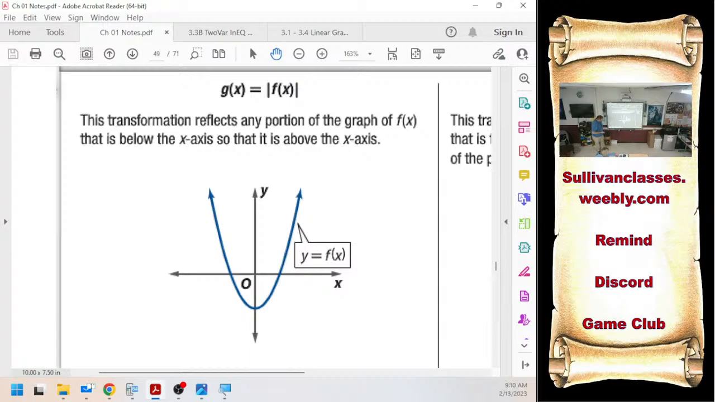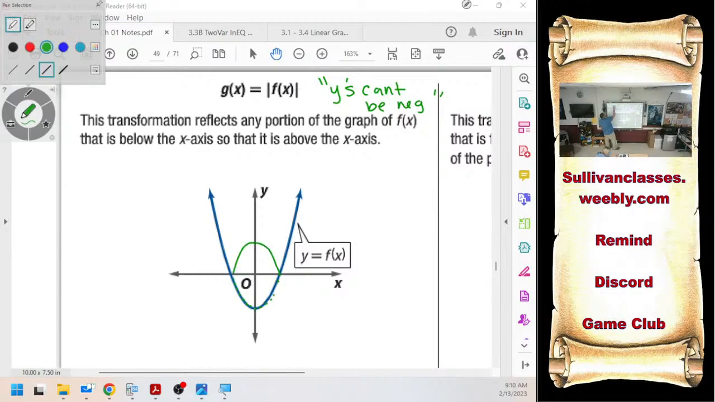Well, look at the graph and then think, what does absolute value mean? Not be negative. Okay, distance from 0 can't be negative. So this says Y's can't be negative. So I take all this stuff that was down here and I reflect it up here. And then everything else goes away.